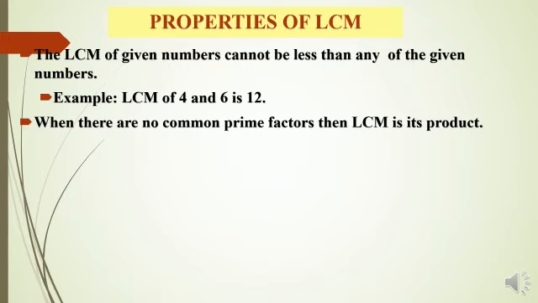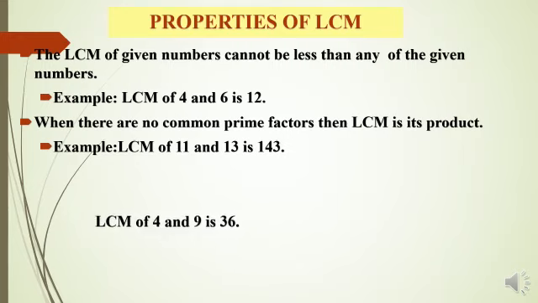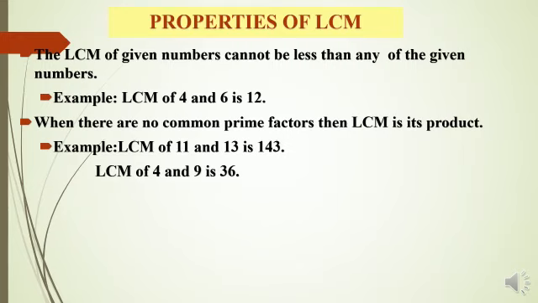When there are no common prime factors, then LCM is its product. LCM of 11 and 13 is 143 because 11 and 13 are not having any common factor. LCM of 4 and 9 is 36. 4 and 9 are not having any common factors, so its LCM is 4 into 9, 36.